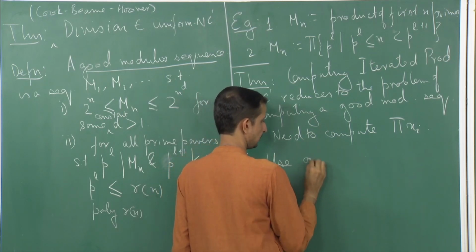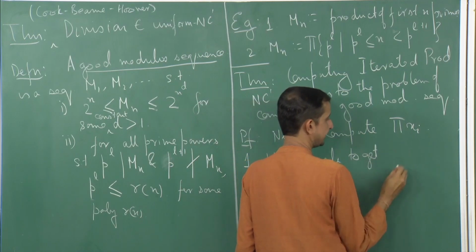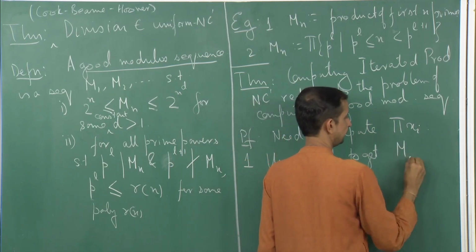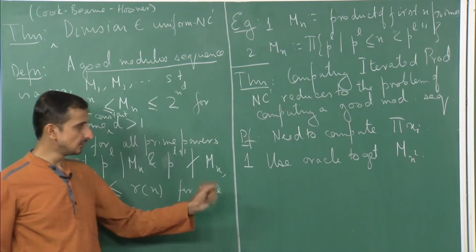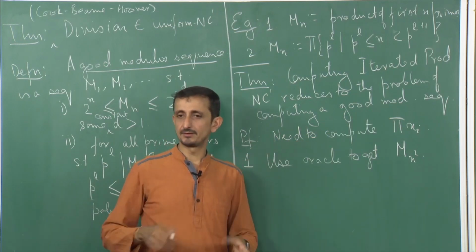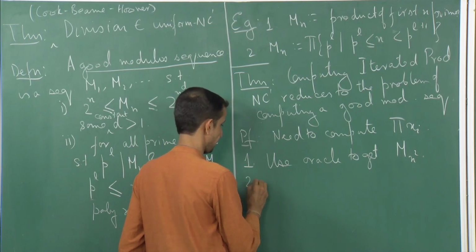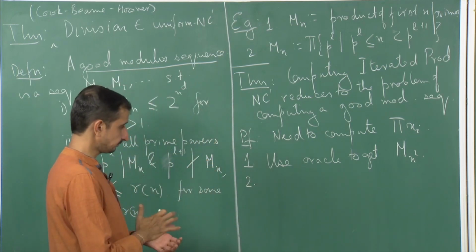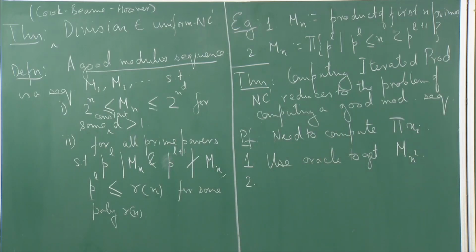use the oracle to get the value of m n square. We know what n is, the number of inputs. So, whatever oracle we have for this good modular sequence, we use it to get the value of m of n square.